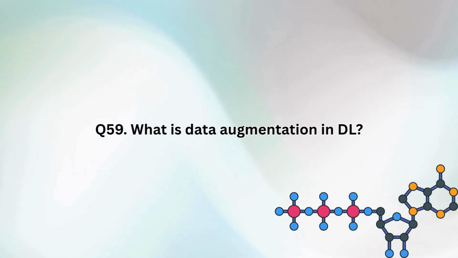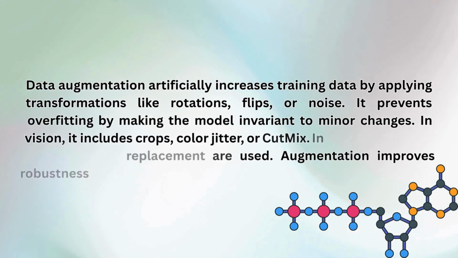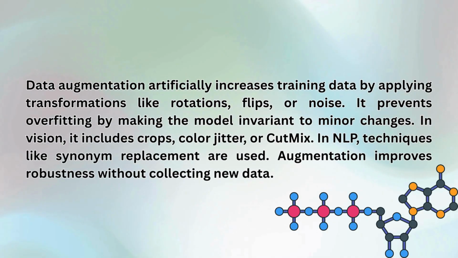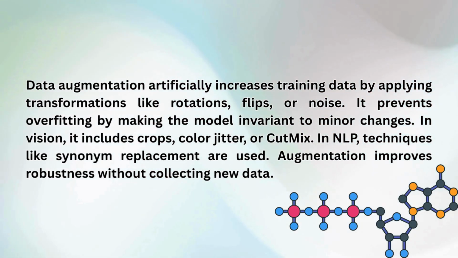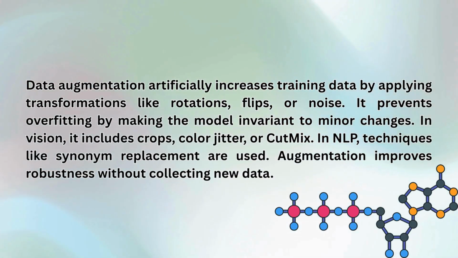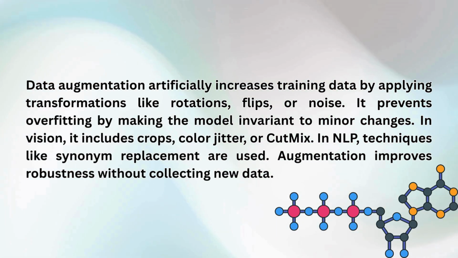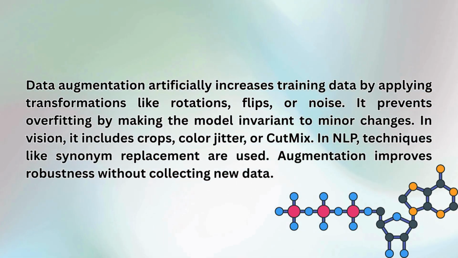What is data augmentation in DL? Data augmentation artificially increases training data by applying transformations like rotations, flips, or noise. It prevents overfitting by making the model invariant to minor changes. In vision, it includes crops, color jitter, or CutMix. In NLP, techniques like synonym replacement are used. Augmentation improves robustness without collecting new data.